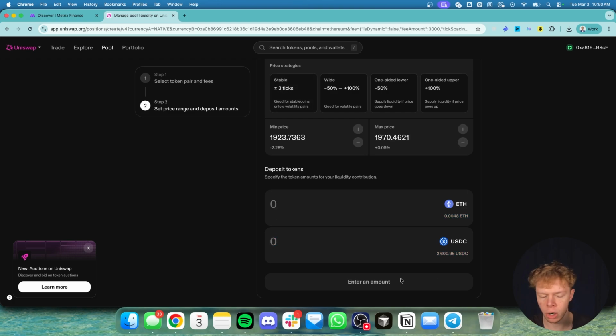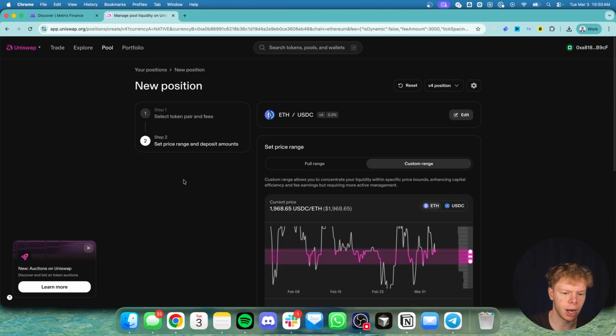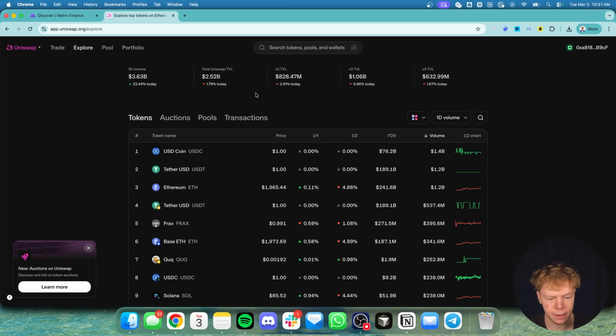Then, of course, we can deploy our capital in this position, which I'm not going to do right now because I don't have much ETH in my wallet. Moving on, though, let's take a look over here at the Explore page. And there's a lot of data here. It's essentially the analytics page of the Uniswap platform. You can see the volume, the TVL across different versions like V2, V3, V4.